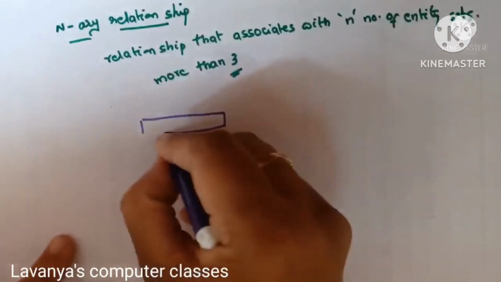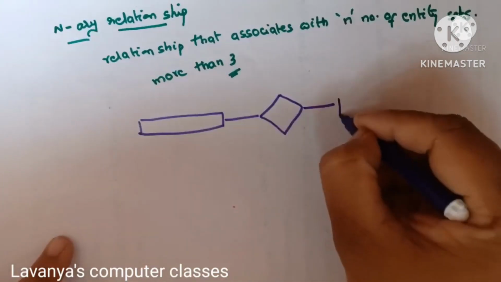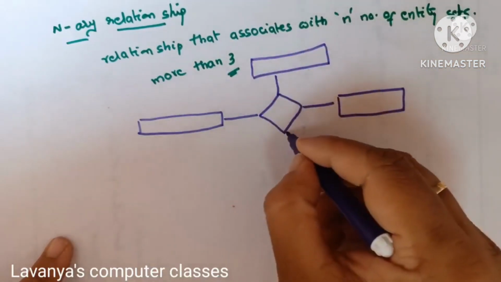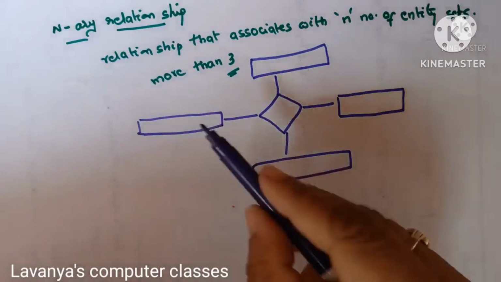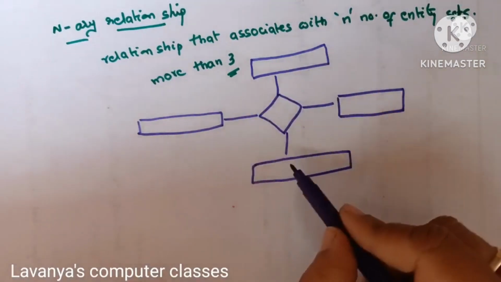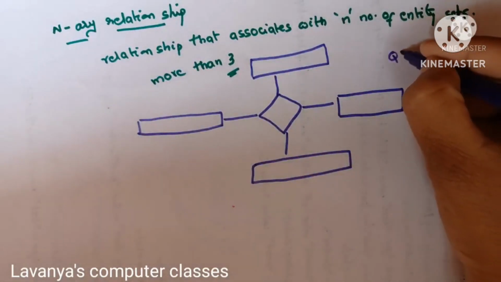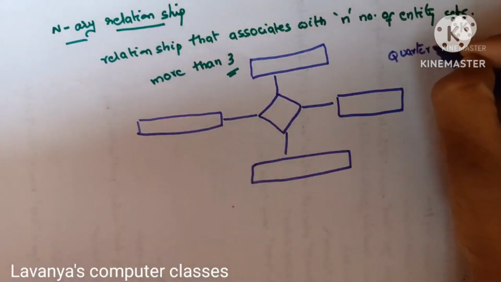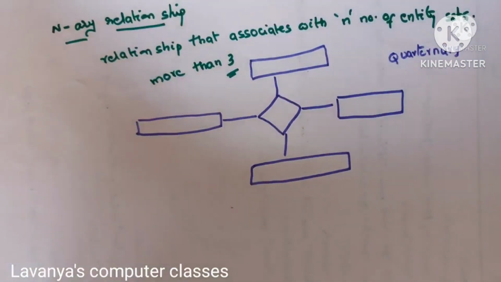Diagrammatic representation: I will take here n equal to 4. So first entity set, this is the relationship, second entity set, third entity set, then the 4th entity set. So in this example, I took 4 entity sets with one relationship. So this is n equal to 4. This is also known as quaternary relationship, because quarter means 4. Quaternary relationship means 4 entity sets participate in this relationship. Now I will give some examples.